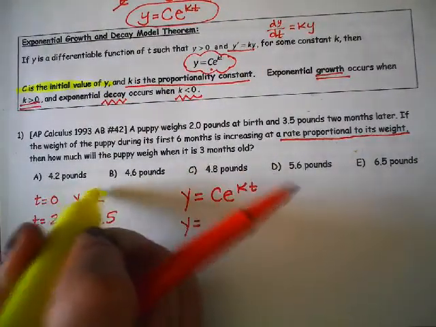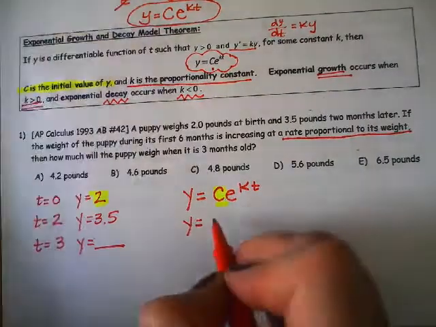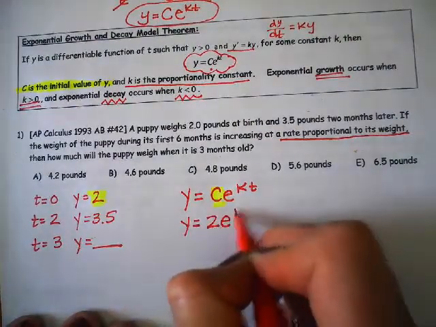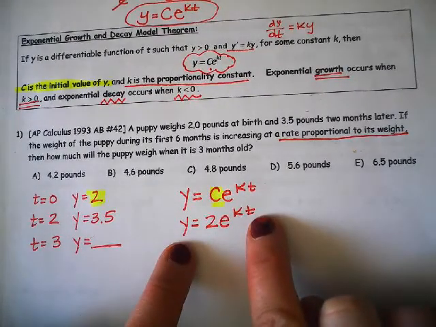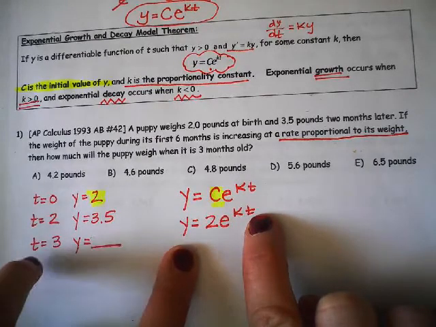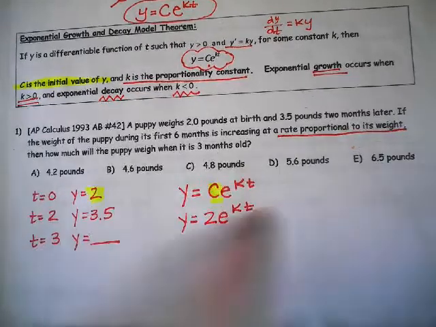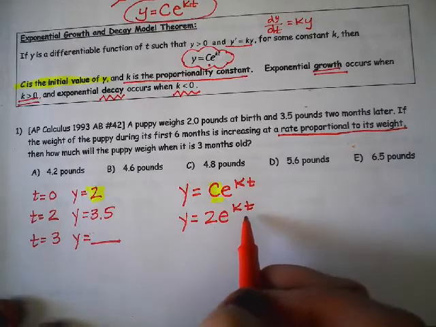Well, when time is 0, my initial value is 2, so I'm going to put a 2 in there. Y equals 2 e to the KT. Now, the time and the Y are going to vary depending on which time we're talking about. We're trying to figure out when time is 3. But before I can just plug a 3 into here, I need to solve for K. If I know what my proportionality constant is, I can do this.